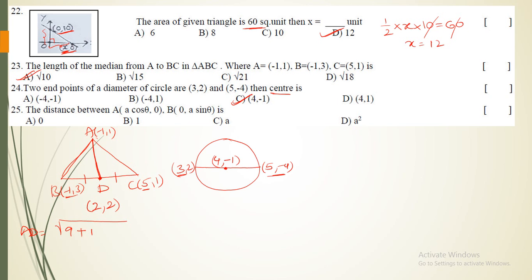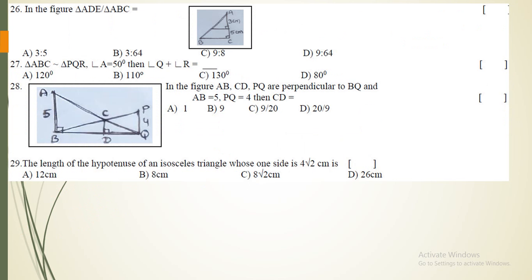Next, distance between these 2 points. The distance between those 2 points is given by the square root of the difference of x coordinates whole square plus the difference of y coordinates whole square. So from this what am I going to get? a square cos square theta plus a square sin square theta. If I take a square common and it comes out of the square root, it becomes mod a into square root of cos square theta plus sin square theta, which is 1. So what is the answer? Mod a. So mod a is nothing but option C.